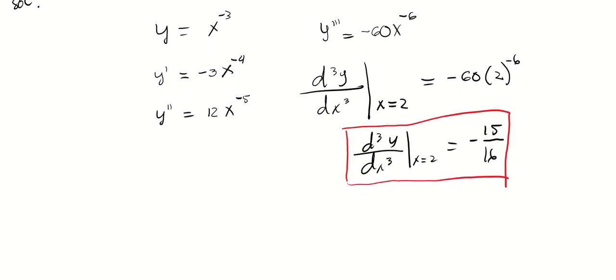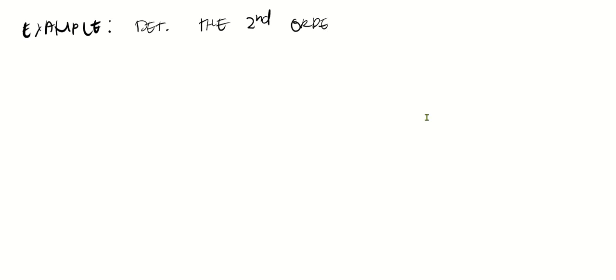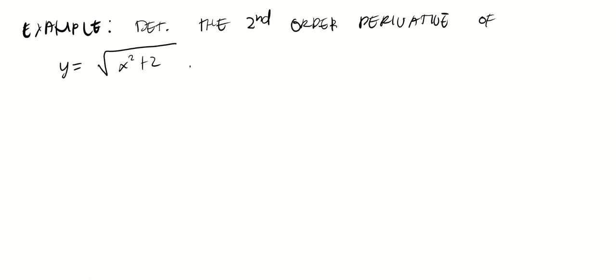Next example. Determine the second order derivative with respect to x of y equals the square root of x squared plus 2. So this is a square root. It's a radical function.